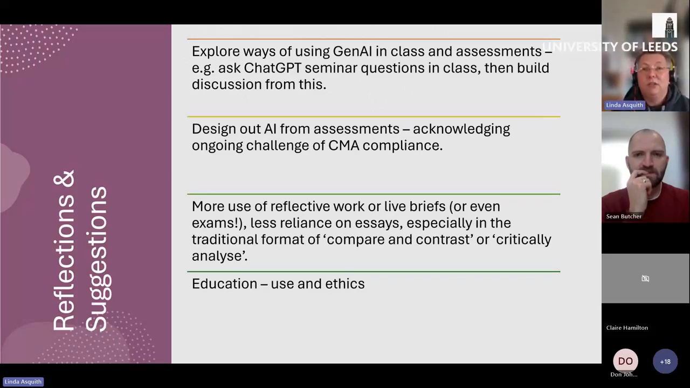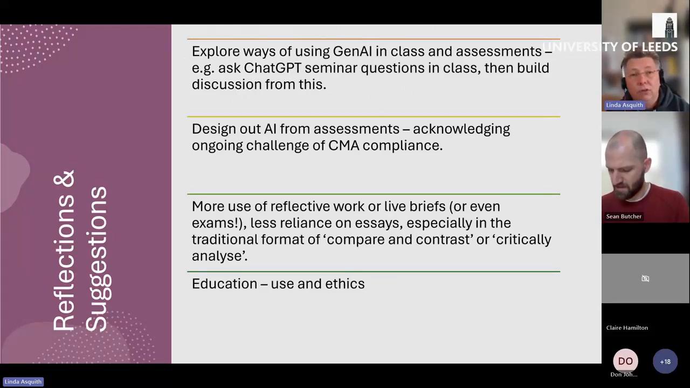My entire degree was made up of compare and contrast, critically analyse, critically evaluate questions. Usually it's like eight questions, one on each substantive lecture topic. So it would be good practice to move away from those anyway, but I think ChatGPT is probably pushing us a little bit more to make those changes more quickly.